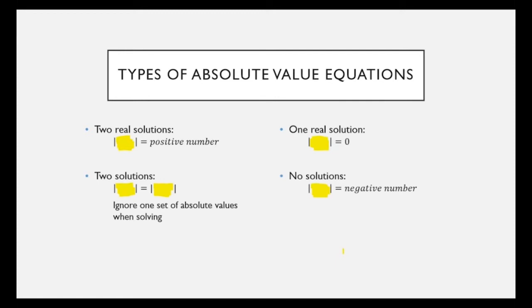So all of these, the number of solutions you're going to get depends on what it looks like after you get the absolute value by itself. So you're going to want to pay attention to that. And notice that if it's equal to 0 or it's equal to a negative, those are sort of special cases, and you're going to have one or no solution.